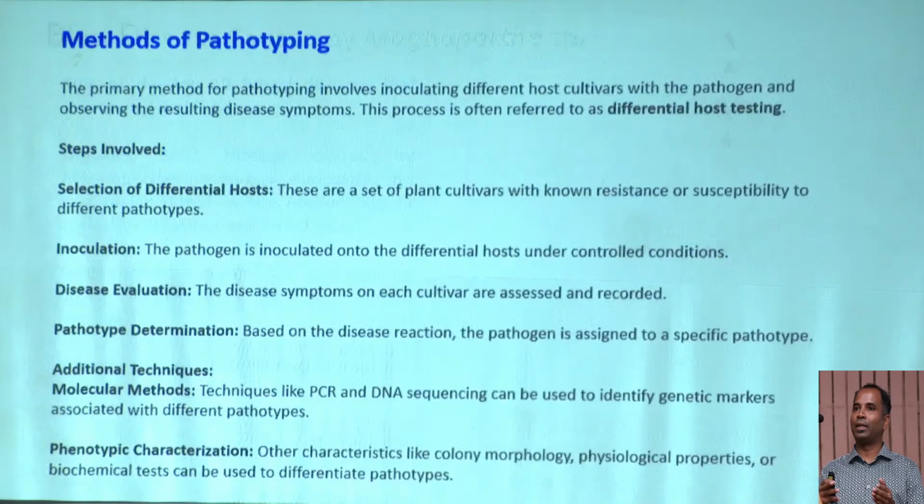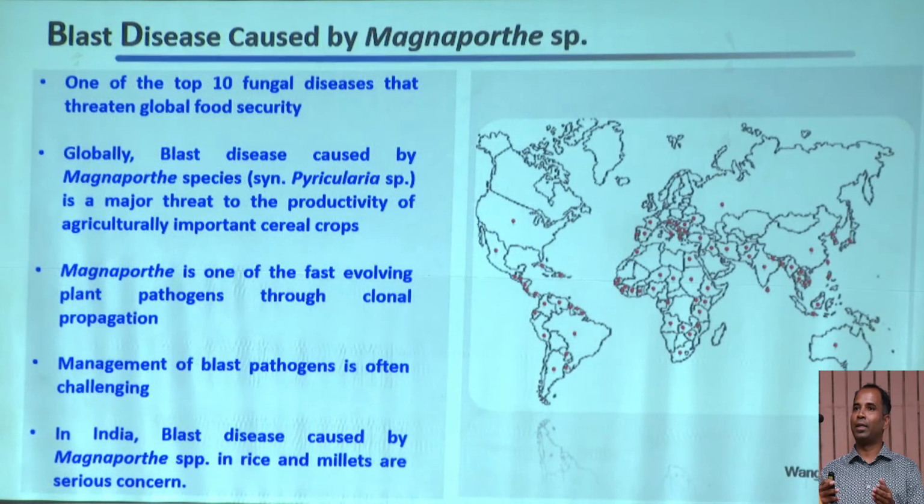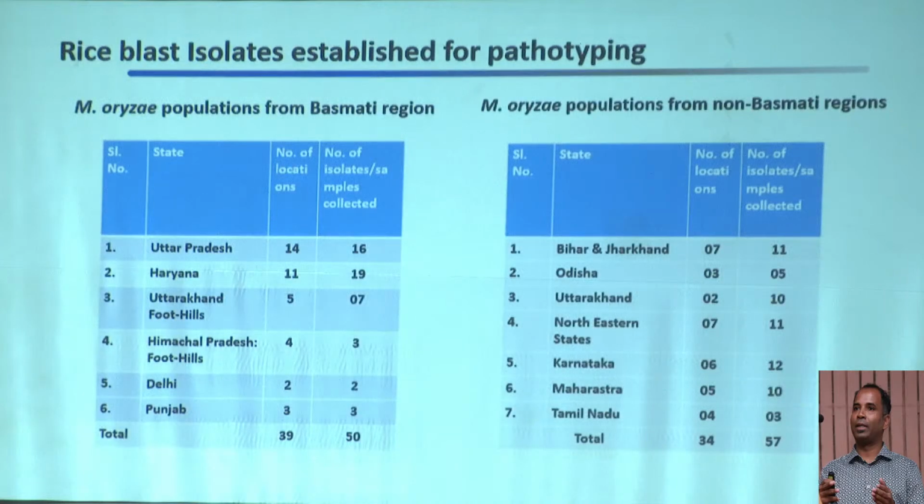I will take a case study of Magnaporthe. The story is well known. It infects different cereal crops throughout the world. In India, it is very important in rice and millets. What we did, we established the first step. I said we have to establish the isolates.